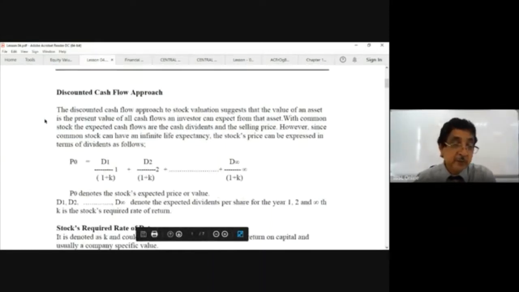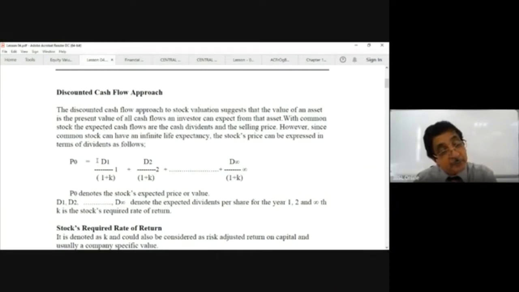Now when we discuss this discounted cash flow approach, this is the normal present value of money theory. We assume the dividend declared or received on account of a certain stock in a particular year is a certain amount. The other assumption is that we receive that particular dividend at the end of the year.